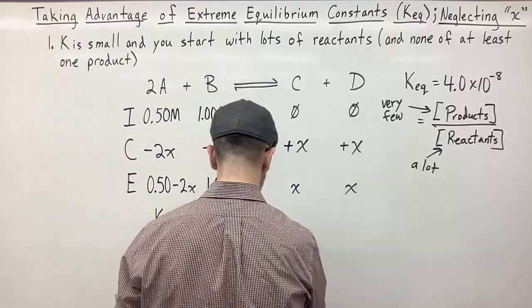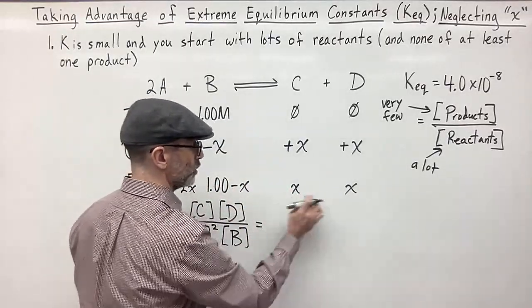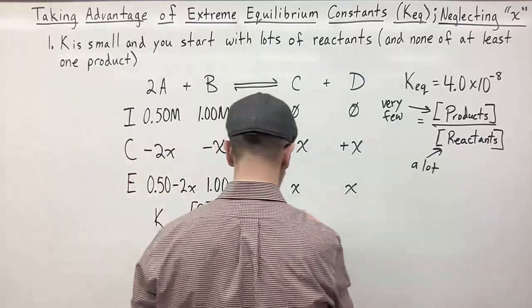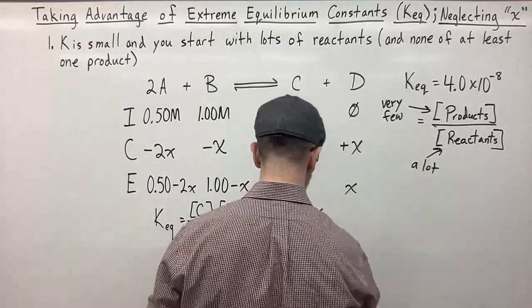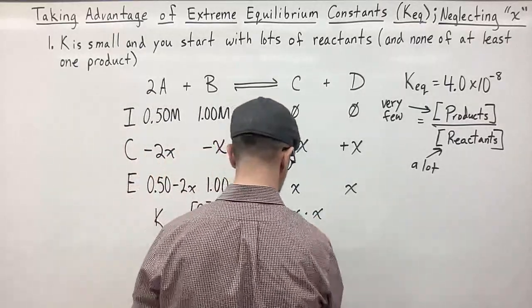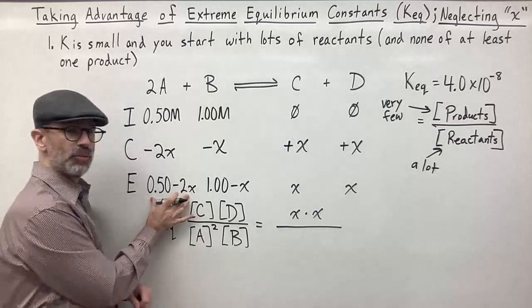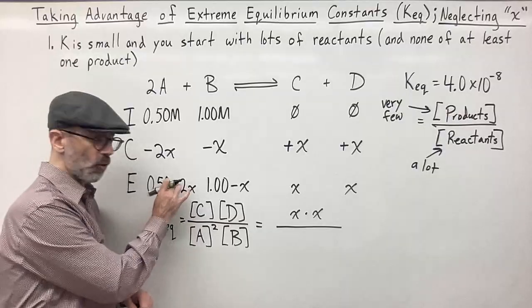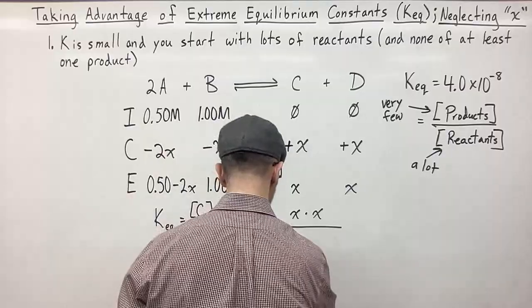And what I get is, since C and D at equilibrium are going to be X, I'm going to put those concentrations in as X. So it's going to be X times X, so C and D multiplied, X times X, over, well, A, this is the equilibrium concentration expression for A, 0.50 minus 2x. So that's going to be down here.